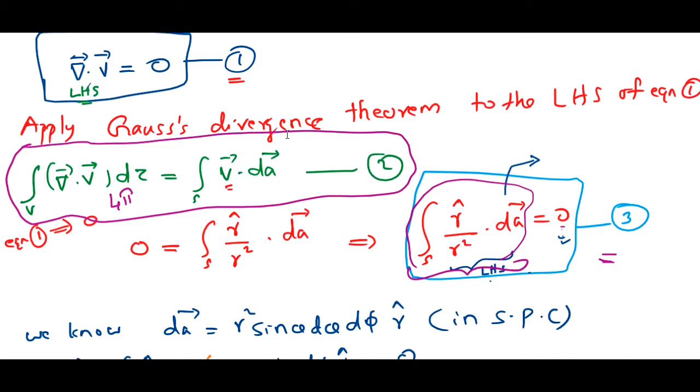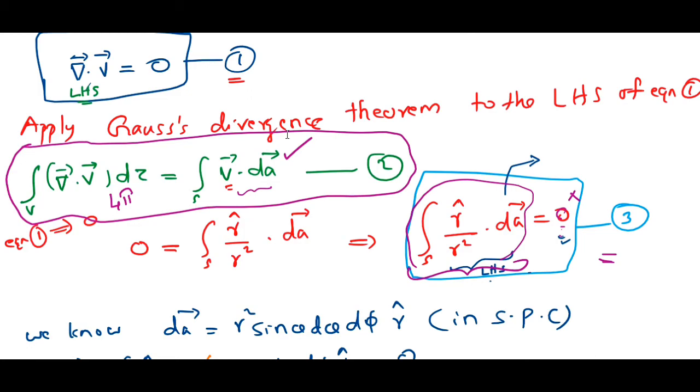Then the right hand side of this equation should also be 4 pi. That is not 0 as given in equation 3. Therefore, to get the RHS also a value of 4 pi, we have to modify this equation using the delta function.